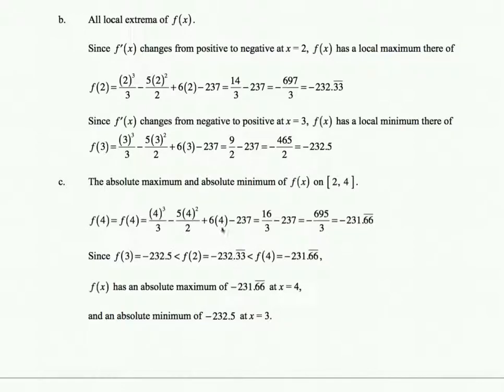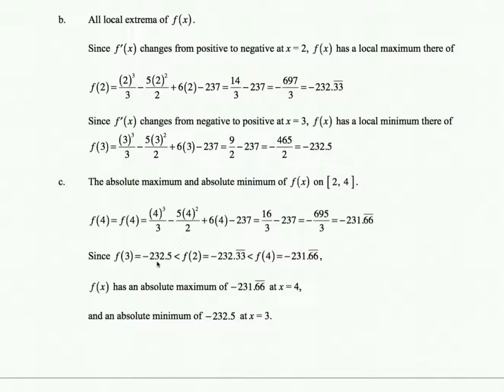And so now all we have to do is evaluate the function at 4, which is the other endpoint, the right endpoint of the interval. And so we put 4 here, 4 cubed over 3, 4 squared times 5 over 2, plus 6 times 4. And you combine all those with a common denominator and reduce, and you'll have 16 thirds. You subtract 237 from that, and that gives you negative 695 over 3, which is negative 231.66. Again, the line means repeating and never terminating.